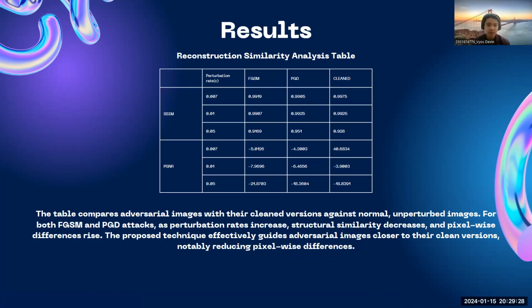And then this is the reconstruction similarity analysis table. The table compares adversarial images with their clean version against normal images for both FGSM and PGD attacks. As perturbation rate increases, structural similarity decreases and pixel-wise difference rises. The proposed technique effectively guides the adversarial image closer to the clean version, notably reducing pixel-wise differences. Next slide.